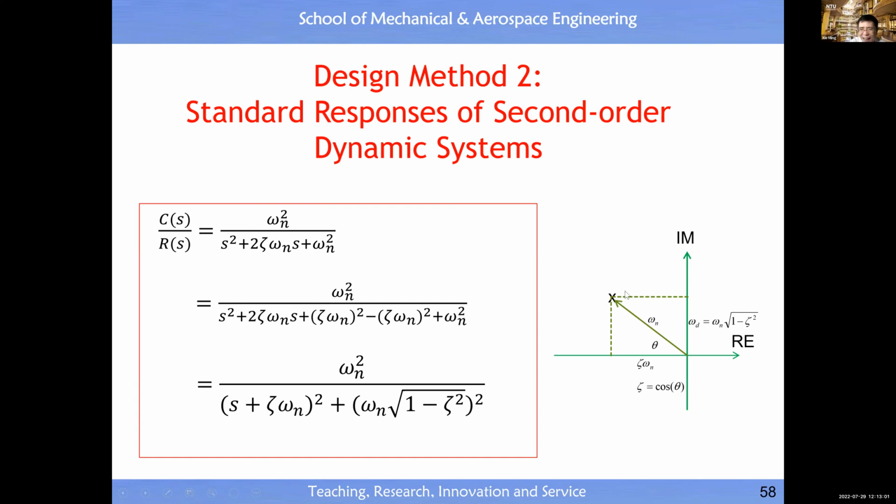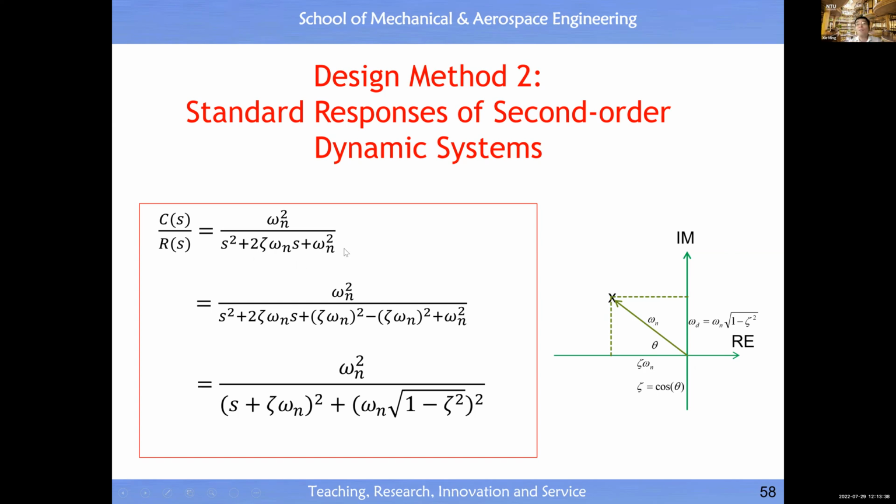Actually, if you want the desired root, the solution, because if you solve this denominator, then you find the solution. The solution of a denominator, we call it a root of the denominator. So this is the desired root, okay? And then you understand what omega n means. Omega n is the distance from the origin to the desired location. Then what is zeta? Zeta is equal to cosine theta. Theta is equal to this angle. This helps you to visualize the meaning of this equation.